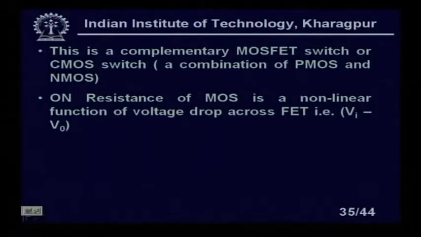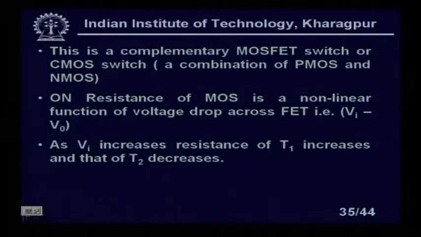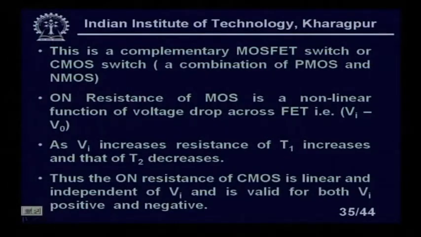Now, the on resistance of the MOS is a nonlinear function of the voltage drop across the FET, that means Vi minus V0. This can be linearized, because in one case it is increasing with the voltage, in the other case it is decreasing with the voltage. If I use 2 MOS in parallel, this will be nullified and the turn on resistance relation will be perfectly linear, it should remain constant. So, as Vi increases, the resistance of T1 increases and that of T2 decreases. Thus, the on resistance of the CMOS is linear and independent of Vi, and is valid for both Vi positive and Vi negative, right.